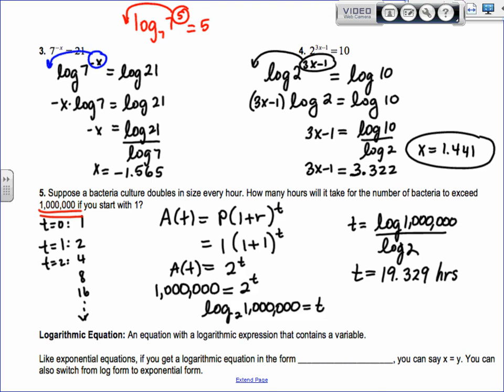Okay, so that's how you do all of the exponential equation ones. Pretty straightforward. Feeling comfortable with it? I know logarithms are weird at first when you first see them. All right, now the logarithmic equations I think are even easier. They're not that bad. Okay, so it says an equation with a logarithmic expression that contains a variable. Like exponential equations, if you can get it into the form log base b of x equals log base b of y, then you can say, oh, x and y have to be the same thing. x equals y.